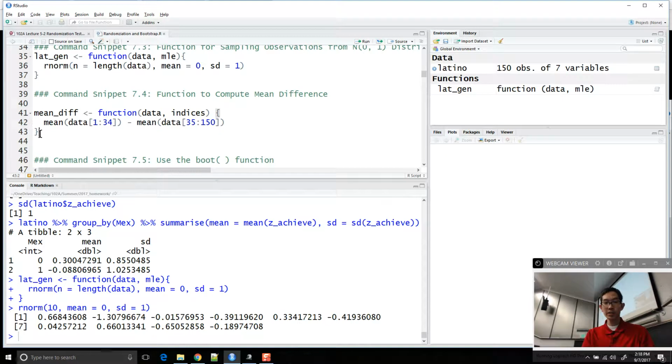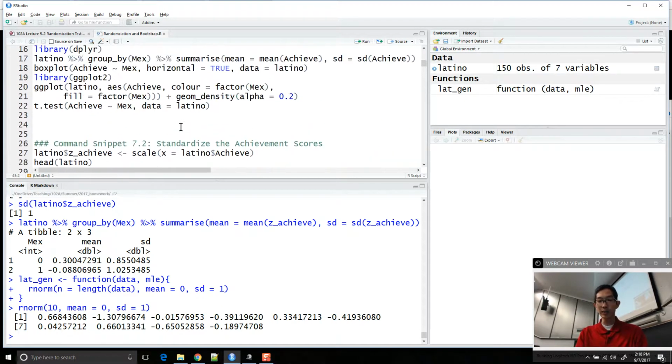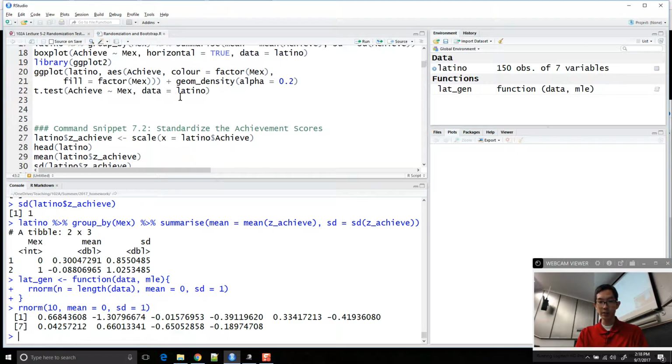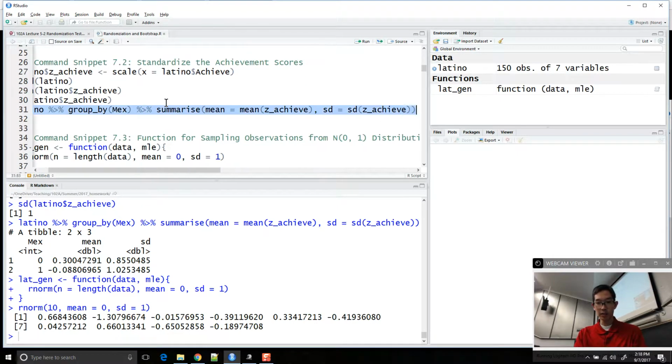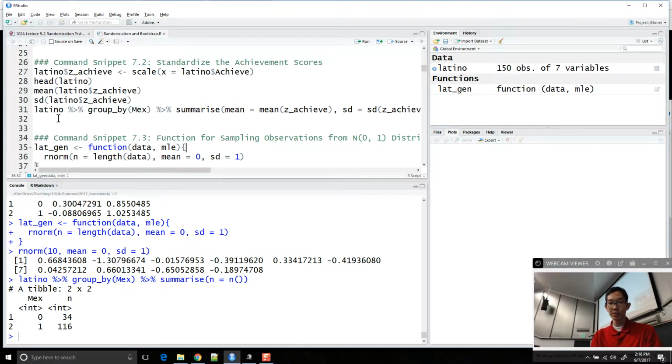Then we're going to give it a function to calculate the differences, right? And if we look at our Latino data set, and I summarize this, and just say n is equal to n, we see there are 34 out of the 150. 34 are not from Mexico and 116 are.